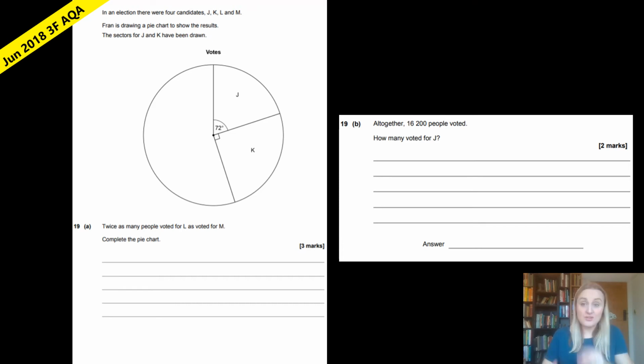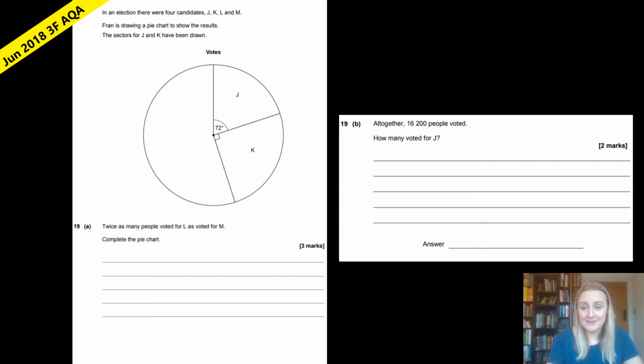So lots of students struggle to split that remaining section into a ratio of 2 to 1. Part B says that 16,200 people voted altogether, and how many voted for J? Now I see that as a fraction question. I see that as 72 out of 360 voted for J. So what's the same fraction of 16,200?